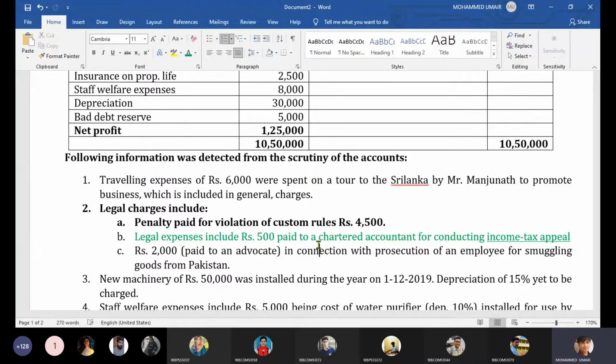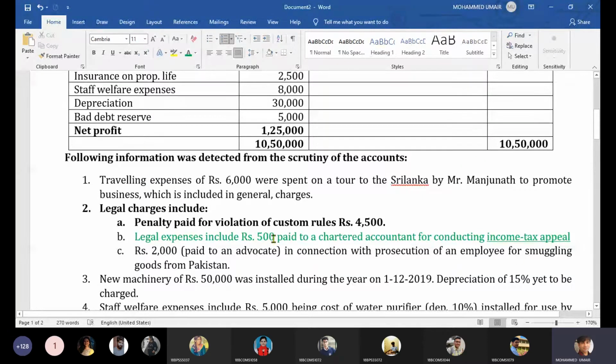So whatever expenses the assessee has spent for this appeal, the income tax department says in case you win the case, you can deduct all these expenses from the profit and loss account. So even though income tax appeal expense is associated with direct tax, and as per the rule, direct tax is not allowed, any expense associated with direct tax is also not allowed, but this is the only exception. Income tax appeal expenses can be deducted.